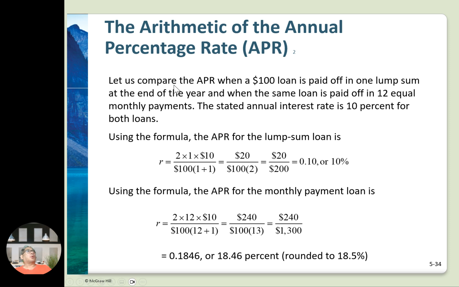Okay, let us compare. A $100 loan is paid off in one lump sum at the end of 1 year. The same loan is paid off in 12 equal monthly payments. The stated annual interest rate is 10% for both loans. Using the formula, the APR for the lump sum loan is R, so you plug in the numbers and you get 10%. Using the formula for the monthly payment loan, you plug in the numbers and you get 18.46%. So you just use that formula, plug in the numbers, and calculate.